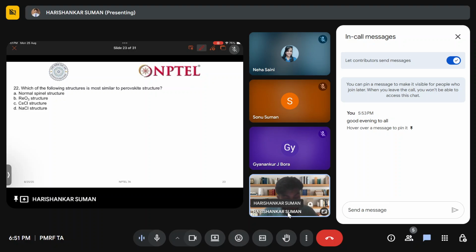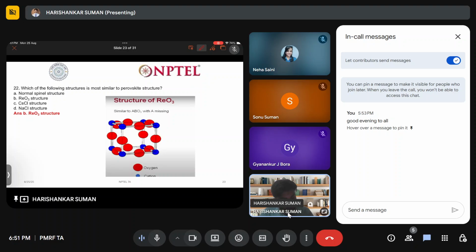Let's see the next question. Which of the following structures is most similar to perovskite? Normal spinel structure, ReO3 structure, C-cell structure, and cell structure. Please tell me which is similar to perovskite. ReO3 structure, but with a missing atom.